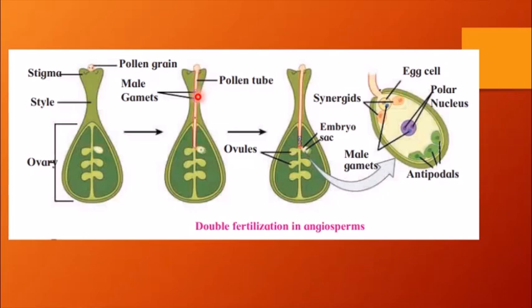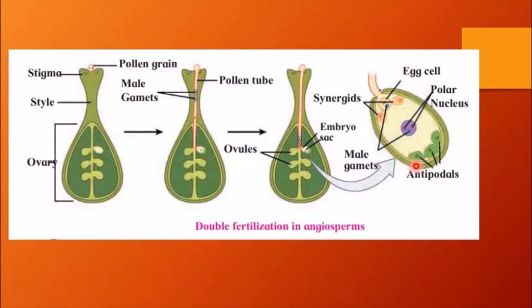And now these two gametes go down towards the ovary. Here we have the ovules, where the eggs are present in the embryo sac. With the pollen grains, they burst and the gametes are released. Now the gametes, here you can see, reach the embryo sac.